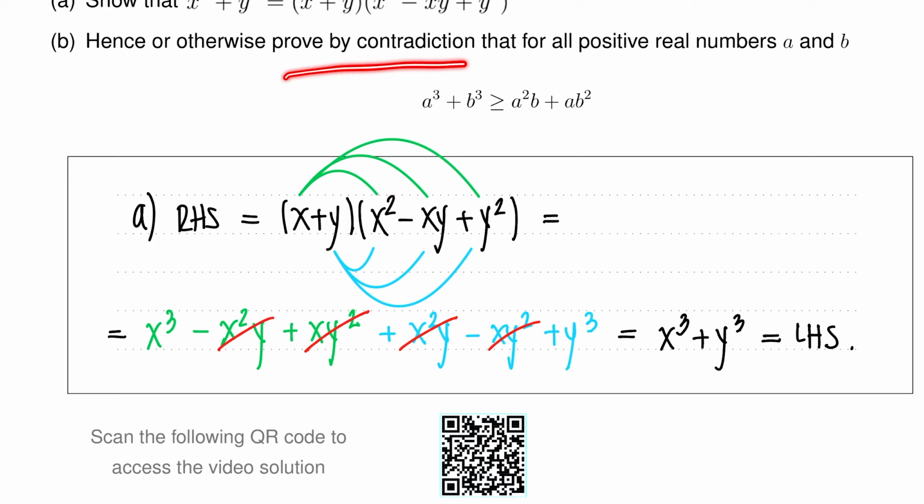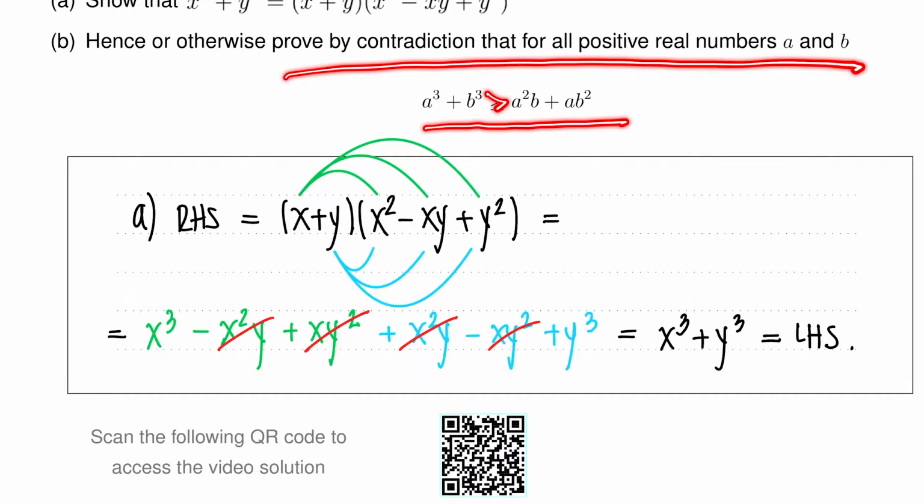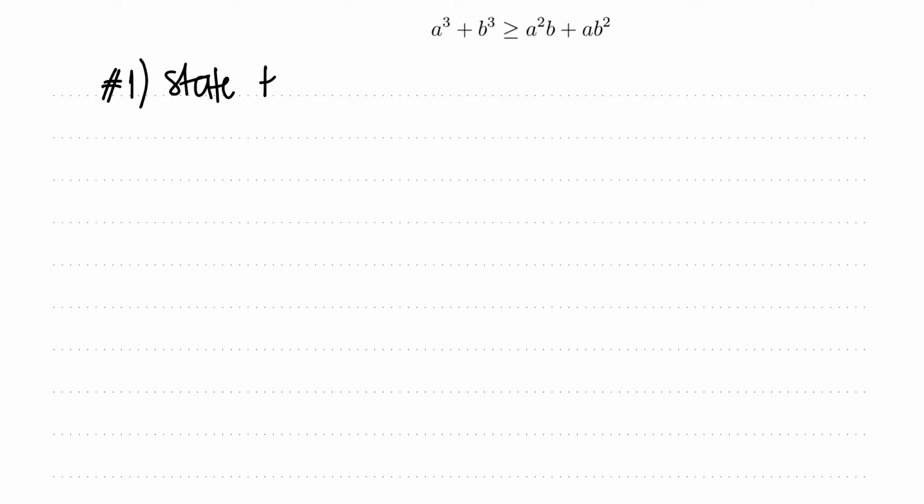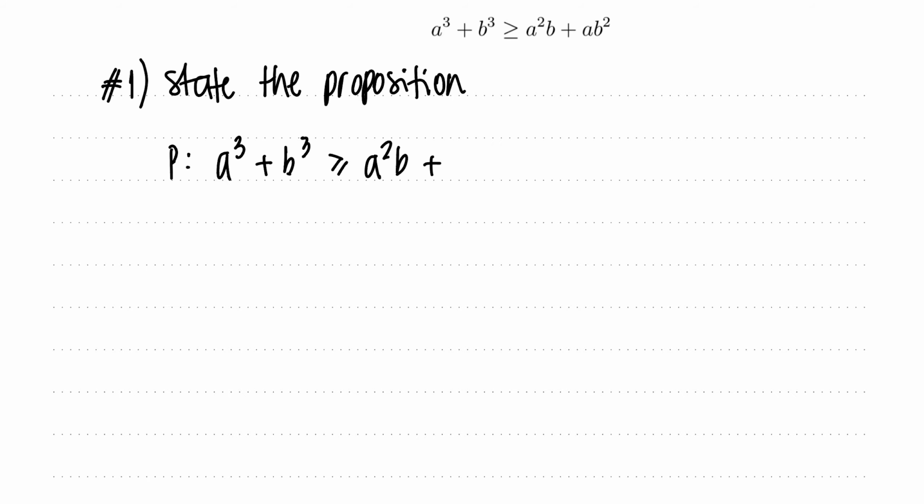It's up to you. Prove by contradiction that for all positive real numbers a and b, a cubed plus b cubed is greater than or equal to a squared b plus a b squared. Now, how does a proof by contradiction work? Proofs by contradiction are a 5-step process. Step number 1, you are going to state the proposition, meaning what you're trying to prove. A cubed plus b cubed is greater than or equal to a squared b plus a b squared. So you're pretty much just copying the description of the exercise. And by the way, this means positive real numbers.